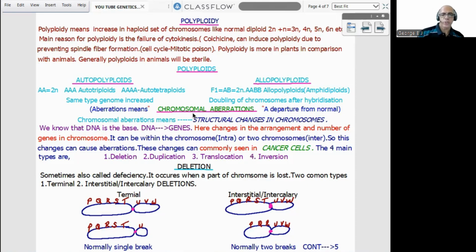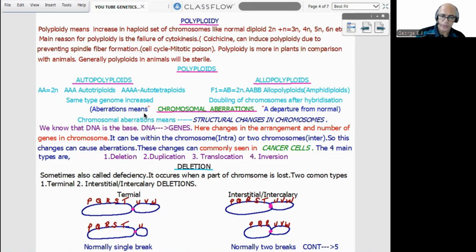Now comes chromosomal aberrations. So what is meant by the term chromosomal aberrations? See, aberration means a departure from the normal. That is aberration. And chromosomal aberration means structural changes in chromosome. So we know that DNA is the base. DNA is connected with the genes. Here there are changes in the arrangement and number of genes in chromosome.